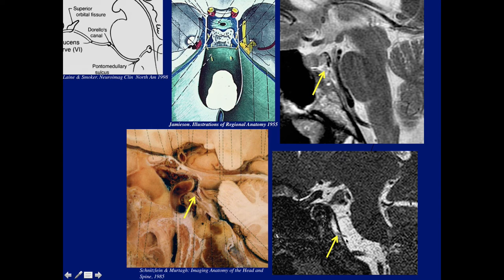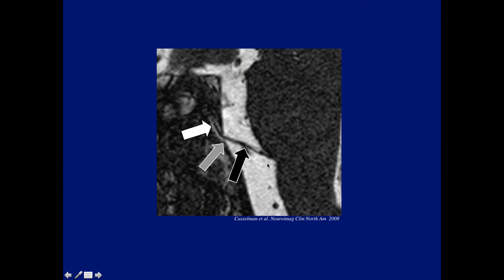Notice on MR I found this image showing again the sixth nerve entering the Dorello's canal, and again sitting within the Dorello's canal on the sagittal plane. And of course, again, Dr. Casselman from Belgium shows that the best. Here's the entire cisternal portion of the sixth nerve traveling anteriorly, entering and sitting within the Dorello's canal.